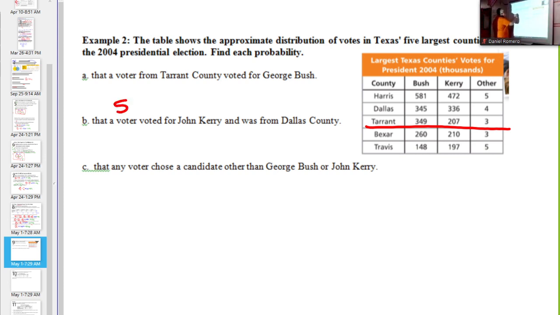559, I'm getting in my head. So find the probability that a voter from Tarrant County, we've already accepted now that they have to be in that county, voted for Bush. That's what I'm looking to measure, that's going to go in the numerator. Out of those, how many voted for Bush? 349. Check my math on the 559, because I have it in my head. That's right.